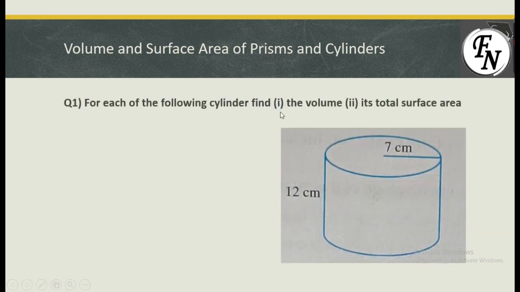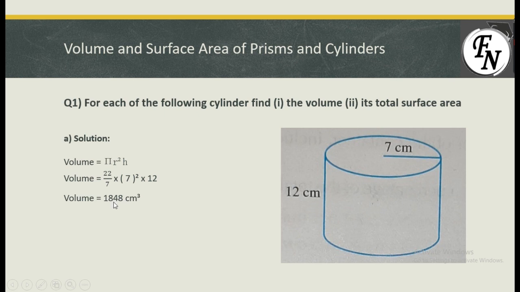Here's the first question: we need to calculate the volume and the total surface area of this cylinder, and we have a radius of 7 centimeters and a height of 12 centimeters. We can directly apply the formulas: volume is pi r square h. We substitute pi's value to be 22 over 7. You can substitute 3.142 as well.